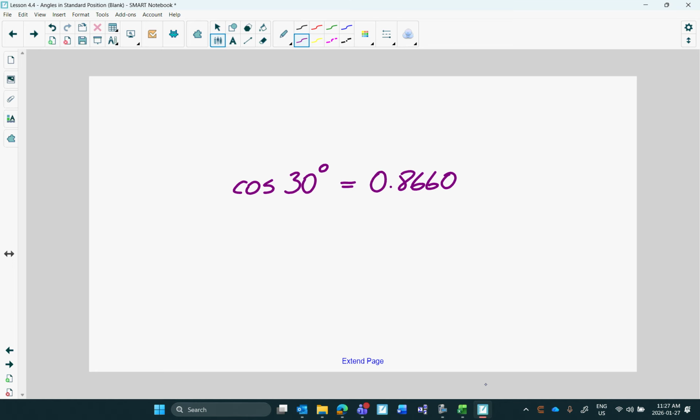What if I said, how'd you find X? Sine inverse, yeah. And if you do that on your calculator, you should get 30 degrees. You guys are going to know that, by the way, without using a calculator.